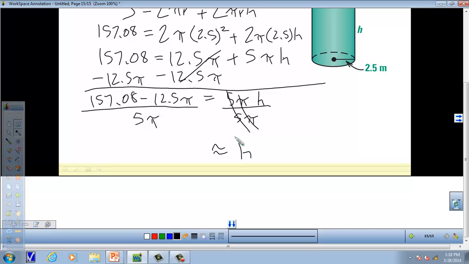So I'm going to go ahead and do this. We get 157.08 minus, and I'll go ahead and put that in parentheses, 12.5 pi, and the top would be 117.8. We're going to divide that by 5 pi. And make sure you put parentheses around the 5 pi, because otherwise it'll calculate it incorrectly. Should get approximately 7.5 if we round, so 7.5 meters.